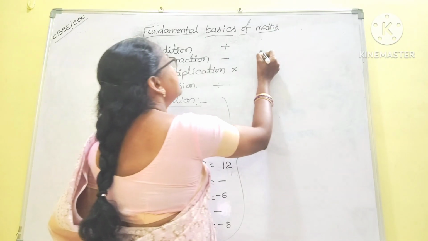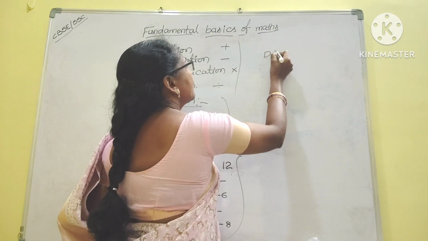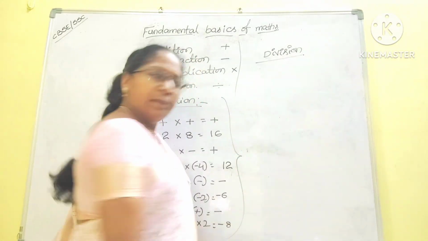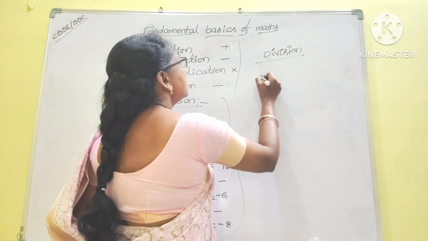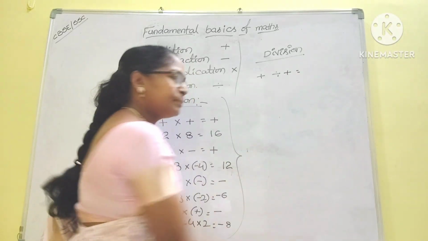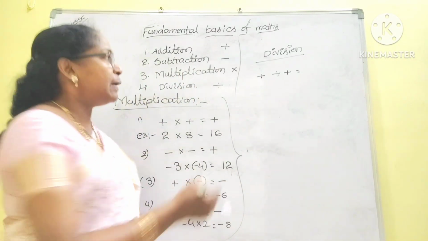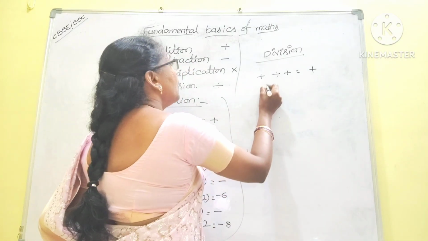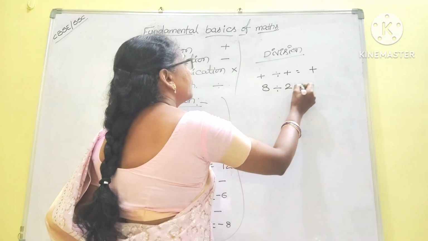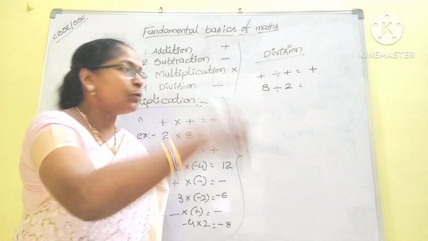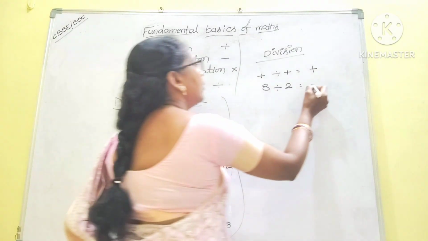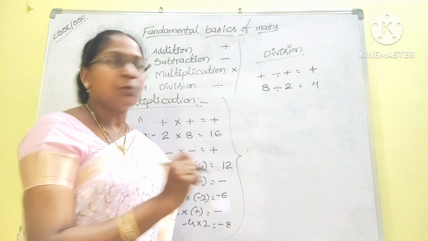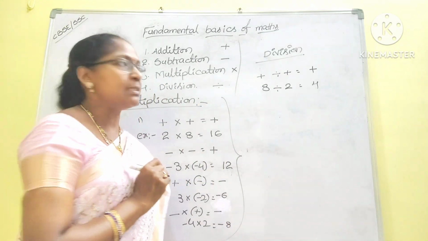Now, next one is the last one, division. In the division, how to do plus divided by plus? Again, plus divided by plus equal to, both are same, then you will get positive sign. For example, 8 divided by 2. First you have to do that operation. 8 by 2 equal to 4. Both are positive, so the answer will also be positive. That is plus 4 is the answer.